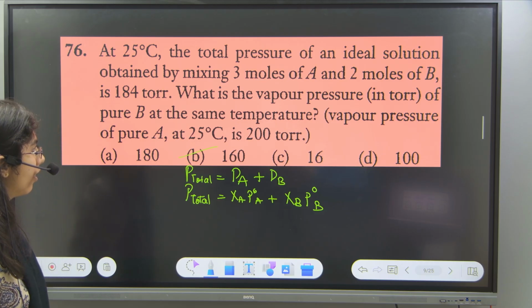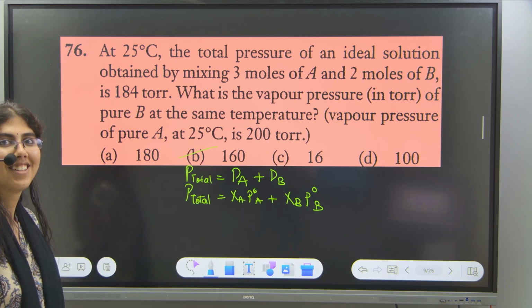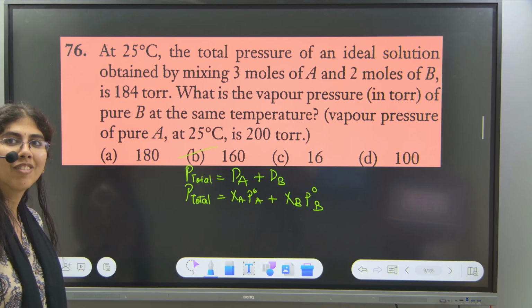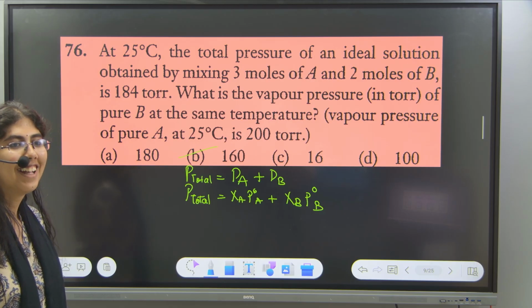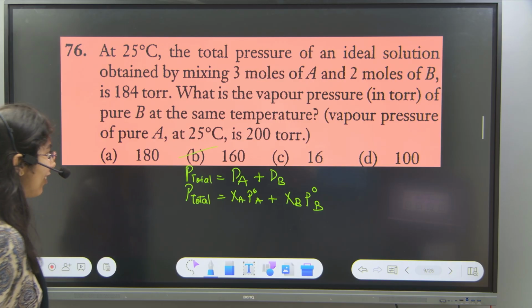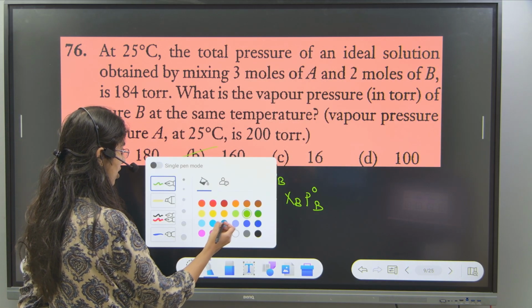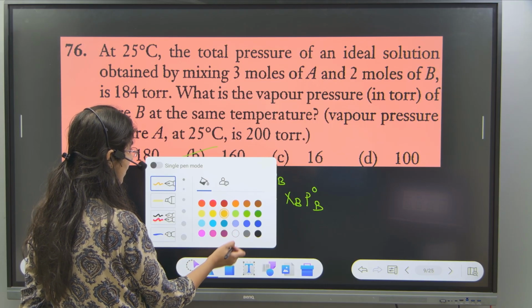Option A. So you thought, let's have a change. Let us see if option A is correct or not. Fine.